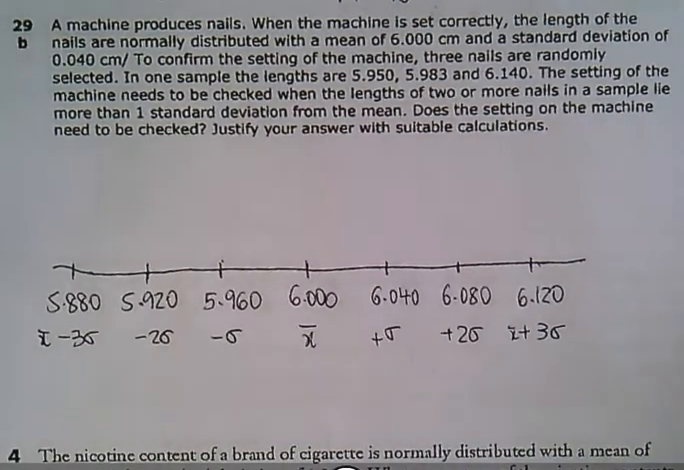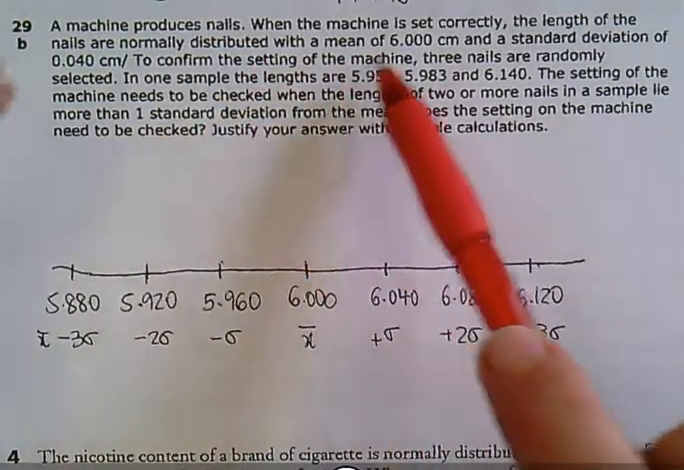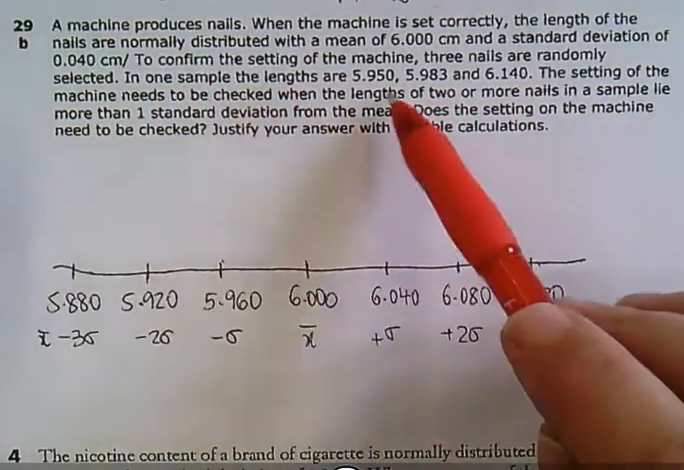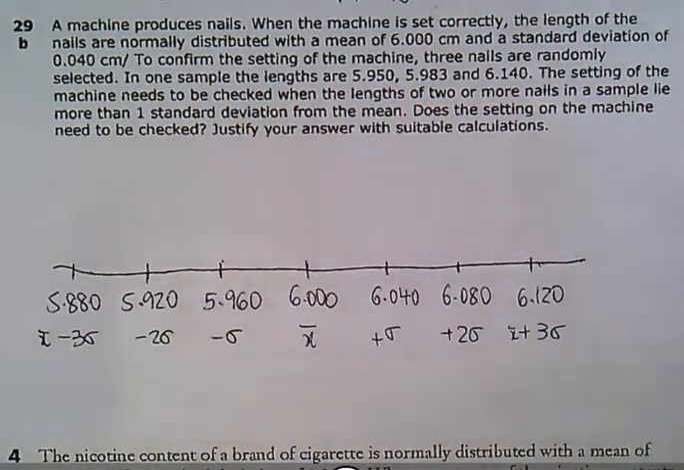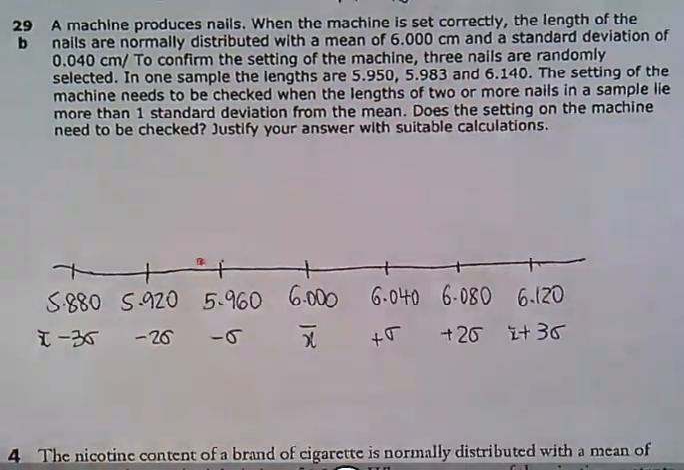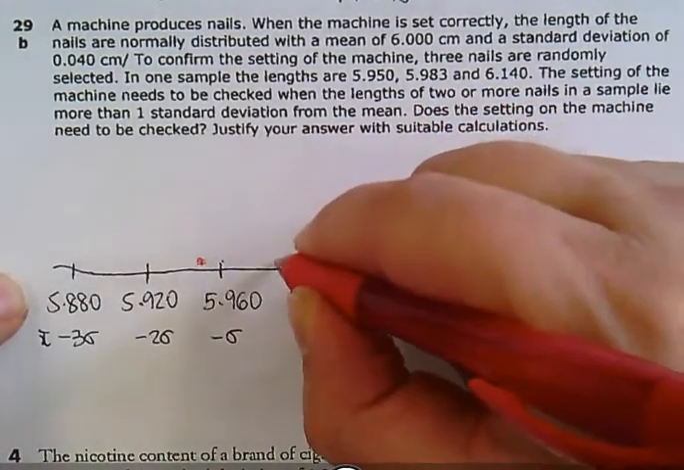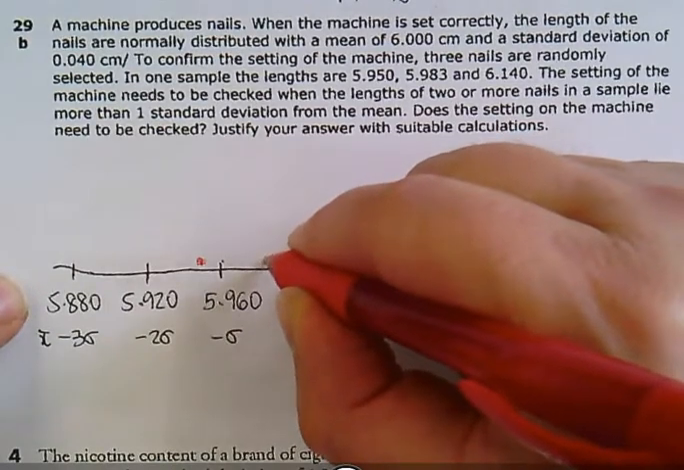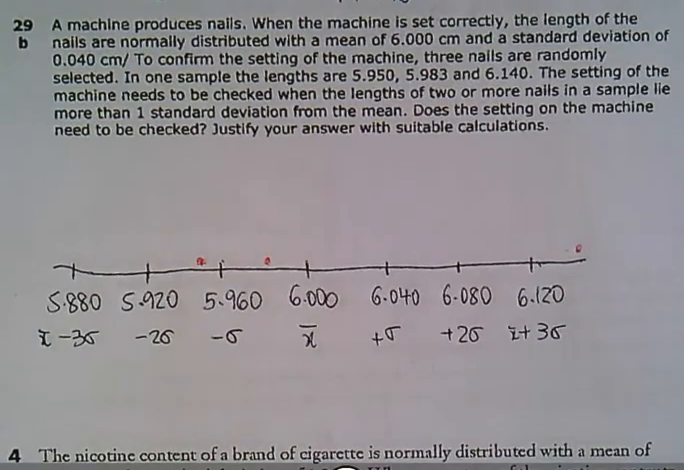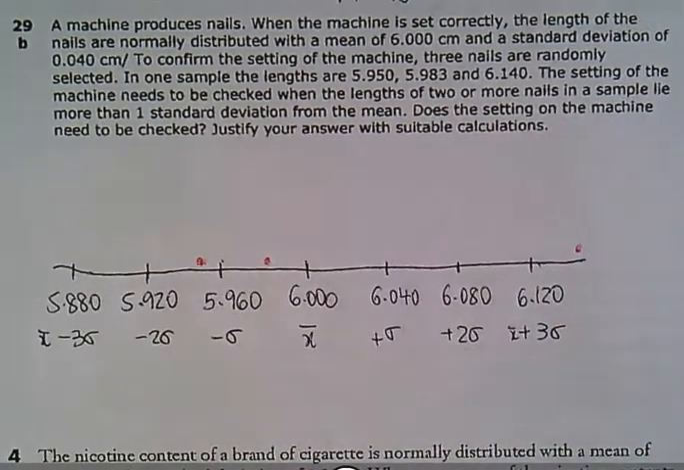All right. The question is, to confirm the setting of the machine, 3 nails are randomly selected. In one sample, the lengths are 5.950. Where does that sit? I think it's here. 5.983. Where's that one? Here. 5.983, somewhere there. And 6.140, my goodness, out here somewhere, all over the place. So they randomly selected. So this is where the 3 nails happen to be.